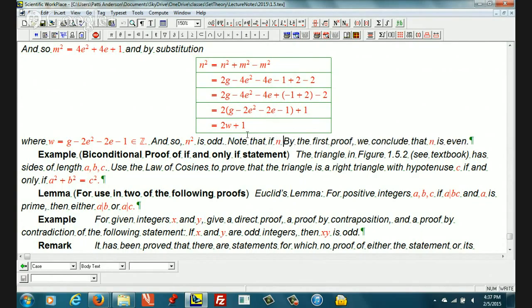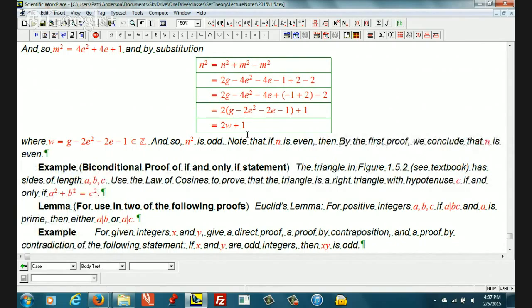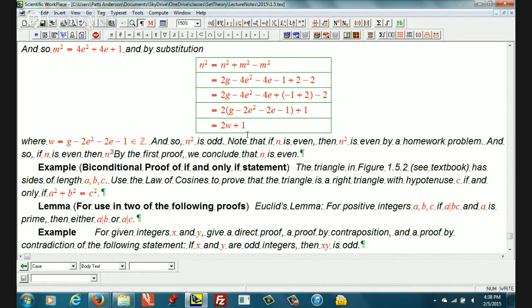So if n is even, then n squared is even by one of our first. It's not the first proof. It's one of our homework problems that we did last class period. By the homework, a homework problem. That's good enough. And so, if n is even, then n squared is not odd.